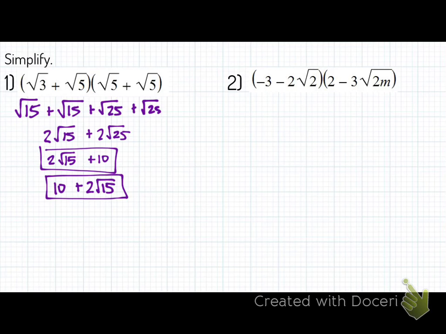Okay, so again, I'm starting with negative 3. Eyes up here, pencils down. We got to multiply this out. Negative 3 times 2 is negative 6.